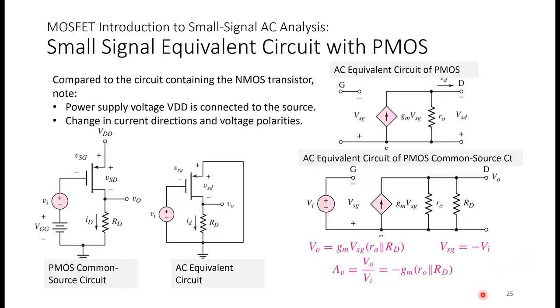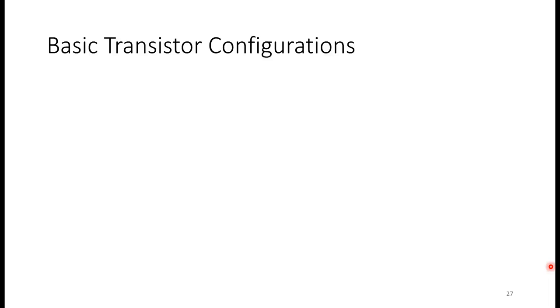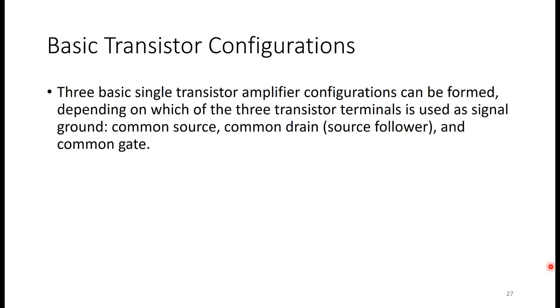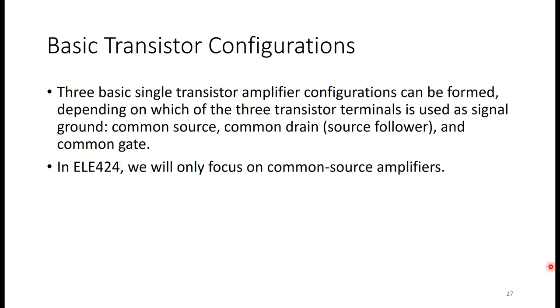Okay, so now let's have a look at the common source amplifier. Let's just have a look in general at basic transistor configurations. There are three basic single transistor amplifier configurations that can be formed depending on which of the three transistor terminals is used as signal ground: common source, common drain, also known as source follower, and common gate. So in ELE424, we will only focus on common source amplifiers. The rest of the circuits will be covered in later chapters, such as ELE426.